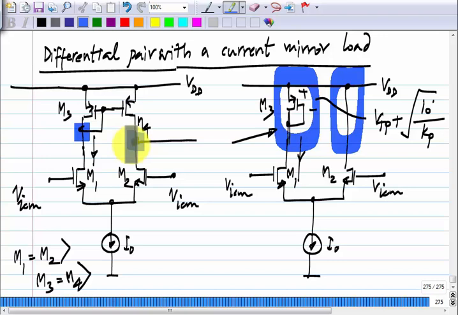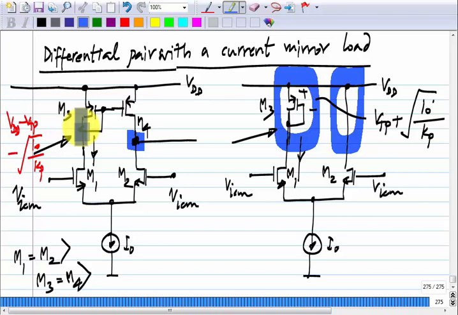It will be the same. Why? Okay, but why do you say that? Yeah, I understand. The voltage here is what we calculated, VDD minus VTP minus square root I naught by Kp. Why is the voltage here exactly the same as that? Yeah, okay. VSG of both are the same. Yeah.